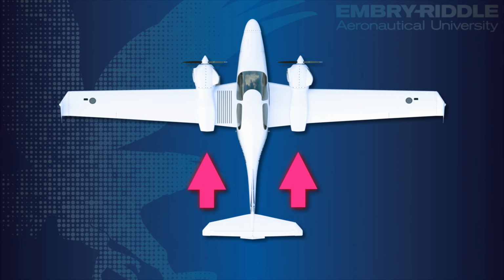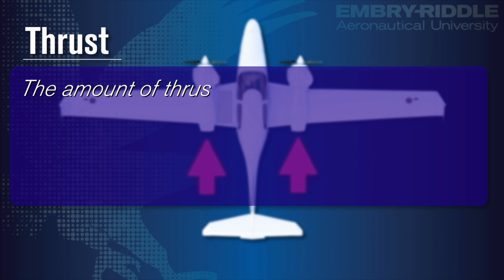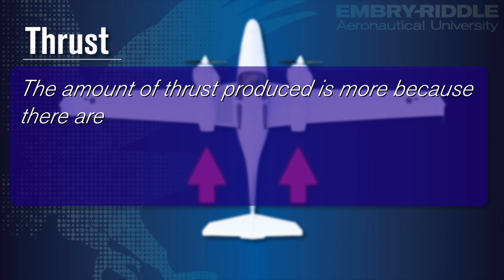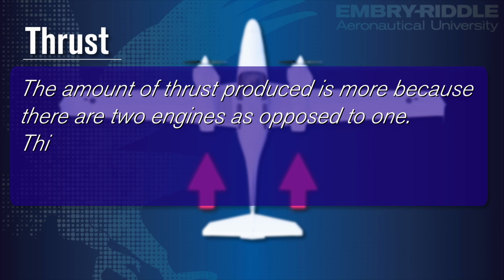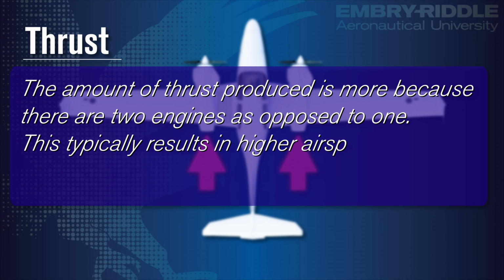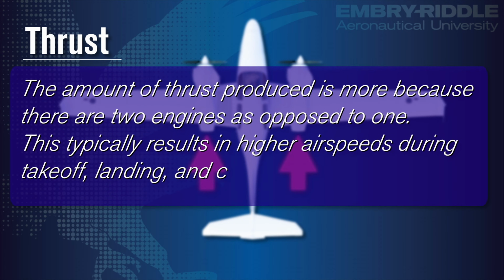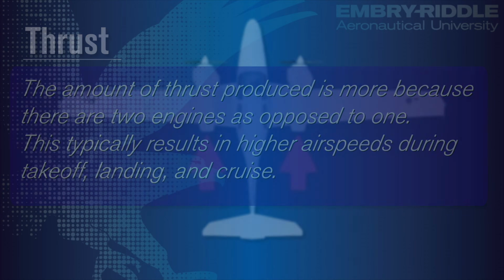Instead, thrust is acting on both sides of the fuselage if both engines are producing the same thrust. Furthermore, the amount of thrust produced is more because there are two engines as opposed to one. This typically results in higher airspeeds during takeoff, landing, and cruise.